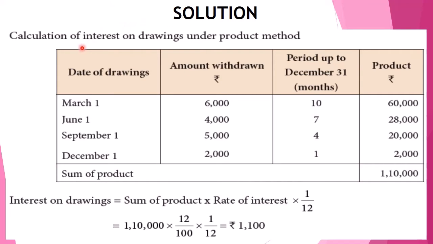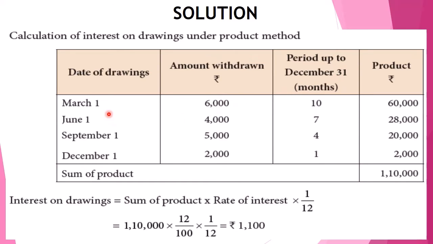Solution. Calculation of interest on drawings using the product method. So we have put it into a tabular column to make it easy. The amount withdrawn is written in the second column, and the date of drawings in the first column. Now we'll calculate the period up to December 31st.